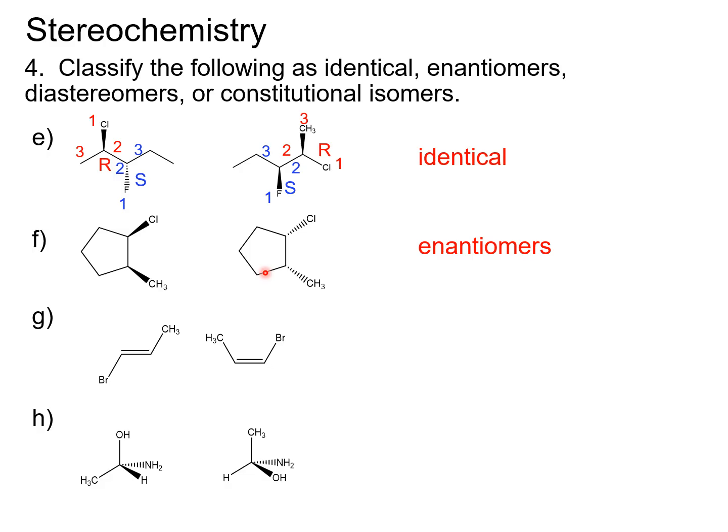And I didn't do it here, but if you wanted to assign priorities and R and S, you'll also be able to see that as well. But fast way, if I'm switching one group at a position at a specific carbon, that's going to give me the enantiomer.